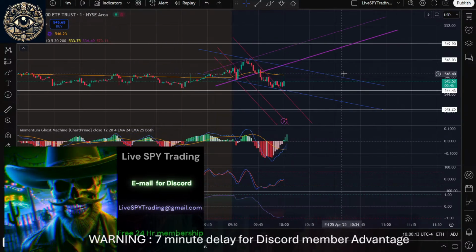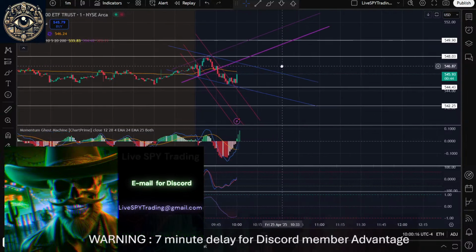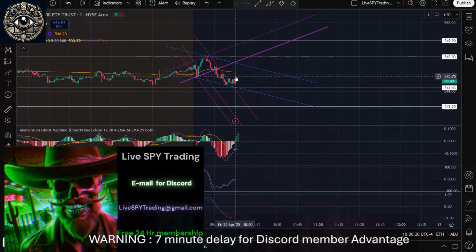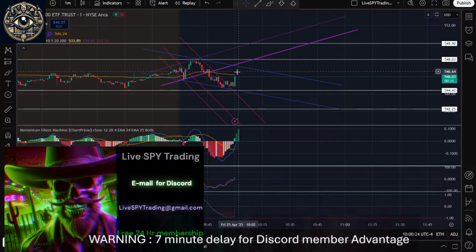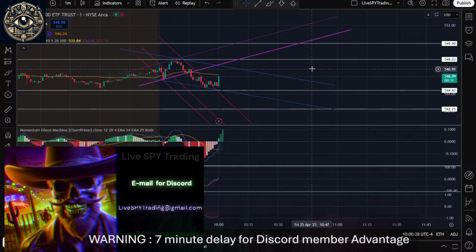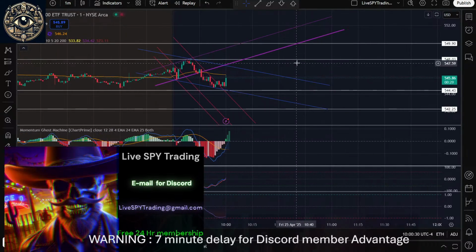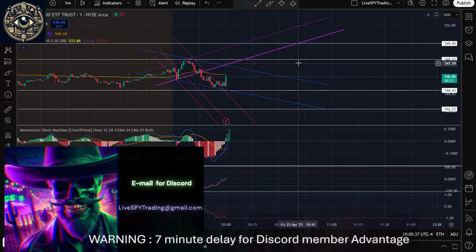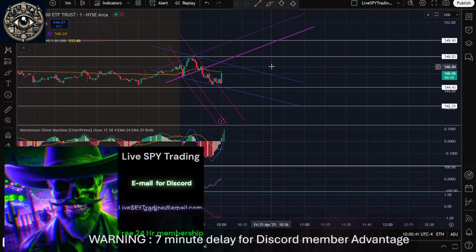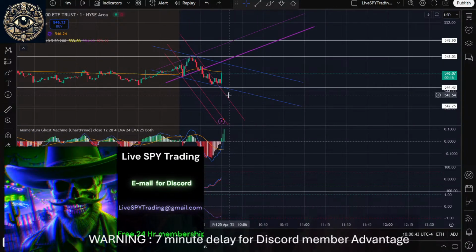Here we go. Next setup. I don't know if you can see, but it's touching right on VWAP. This candle wicked right on VWAP. It went straight to VWAP and wicked. Quick base hit. Feels good.